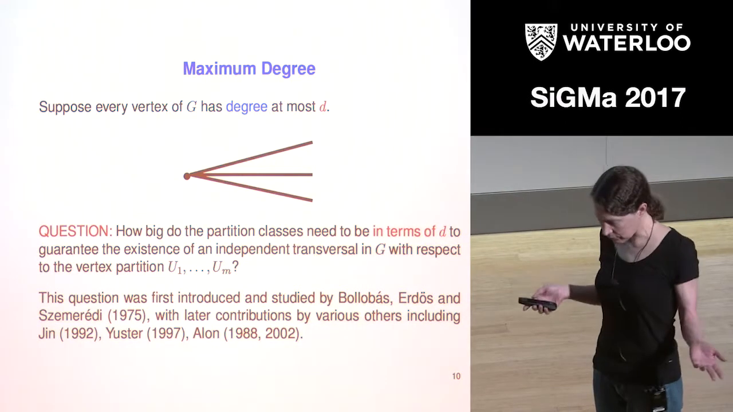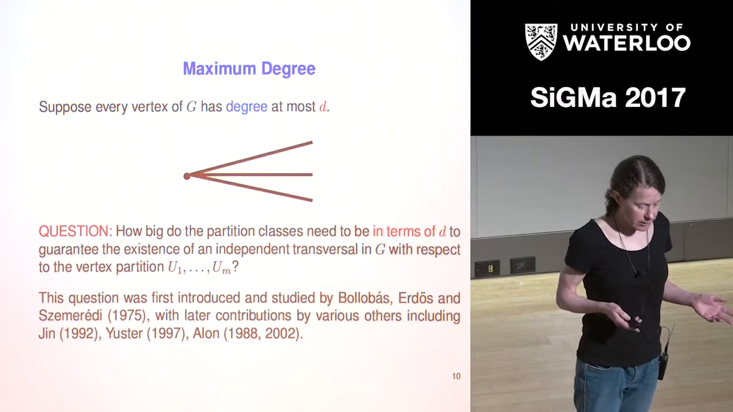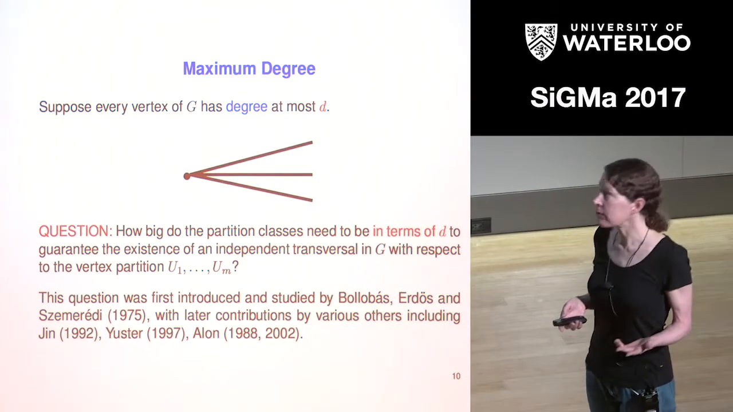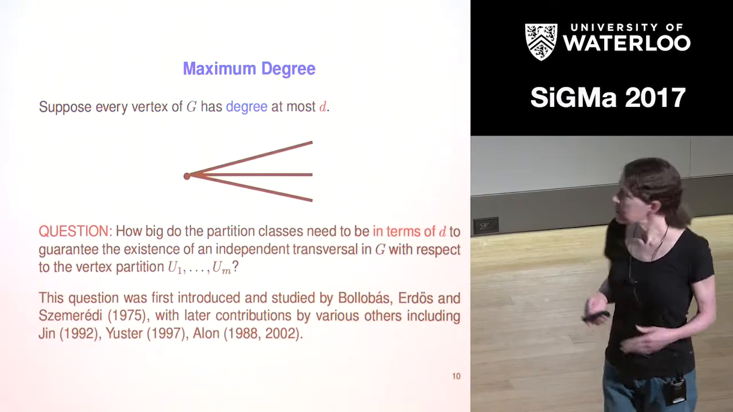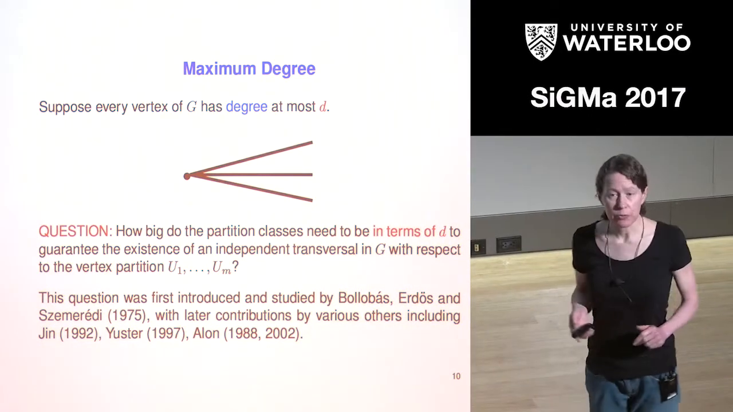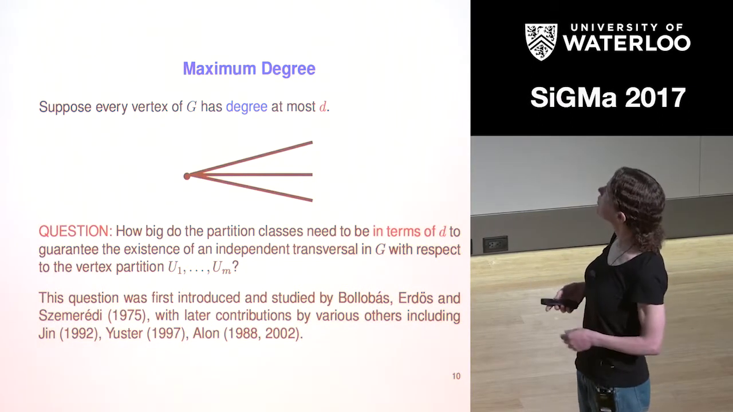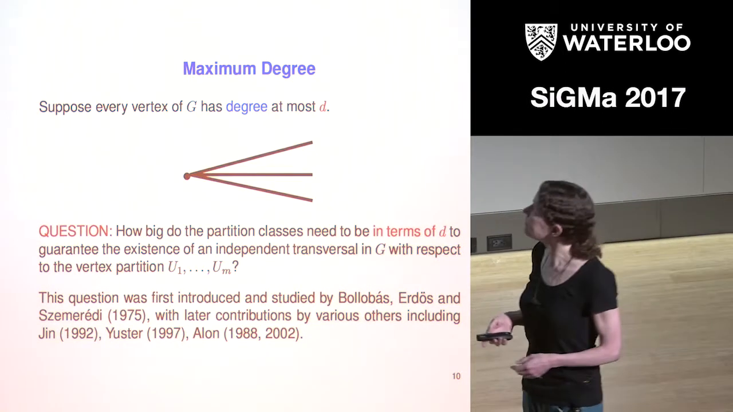If I have a graph with maximum degree d, and I have some partition of its vertex set into classes, how big do those classes need to be in order for me to guarantee that I can find an independent transversal in the graph? And I expect this "how big" number to be in terms of d. So how big in terms of d should the classes be to guarantee an independent transversal?